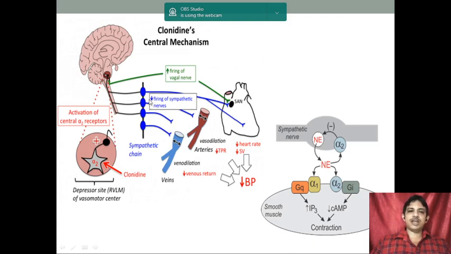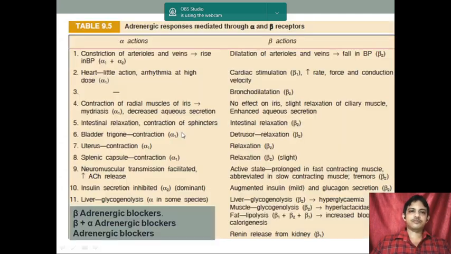Whenever the sympathetic nerve activity decreases, what will happen is that it acts on the SA node, and of course on the ventricles, so the heart rate, impulses and the venous return will all decrease. There will be vasodilation, vasoconstriction will not be there, and the blood pressure will decrease. So this is the central mechanism of clonidine.